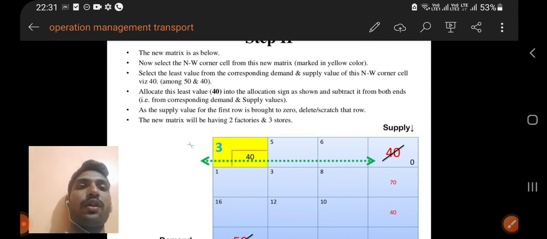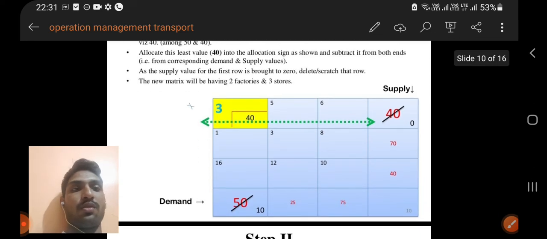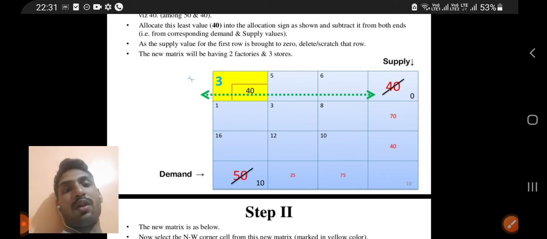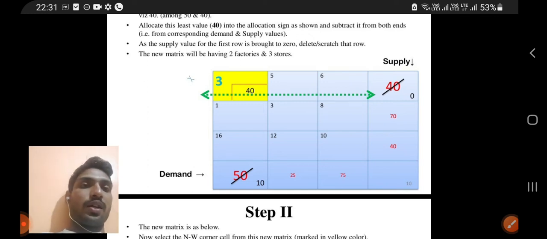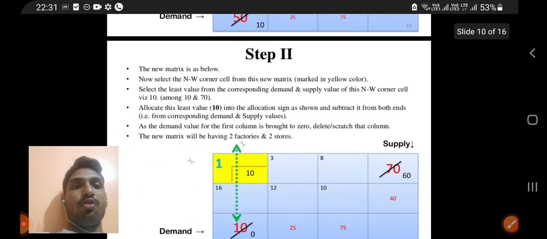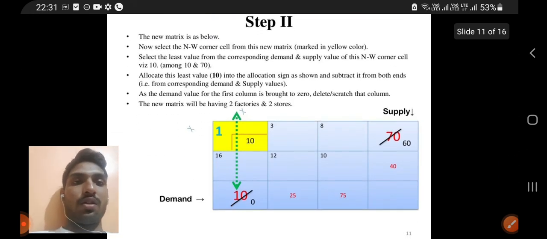So we allocate the value of 40 in the northwest corner of the table. As the supply of the row becomes 0, we scratch that row. The new matrix has 2 factories and 3 stores. Here, the lesser value is 40, so 40 minus 40 is 0 and 50 minus 40 is 10. So we cut the first row in this table. After that the new matrix follows on our slide.